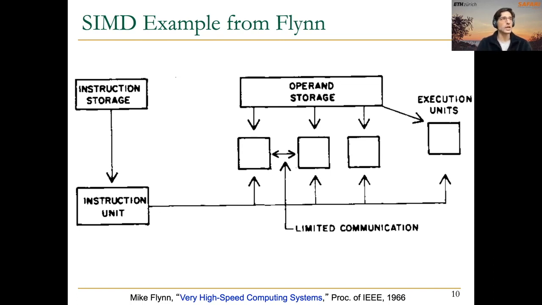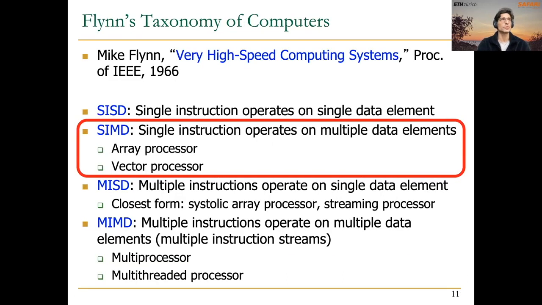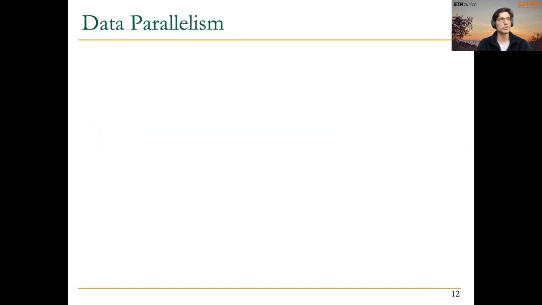While here is the instruction that is broadcast to all the execution units, and each execution unit has access to their own operands. So this is more similar to an array processor, which is one of the types of SIMD processors that we are going to explain today. So let's focus on them.